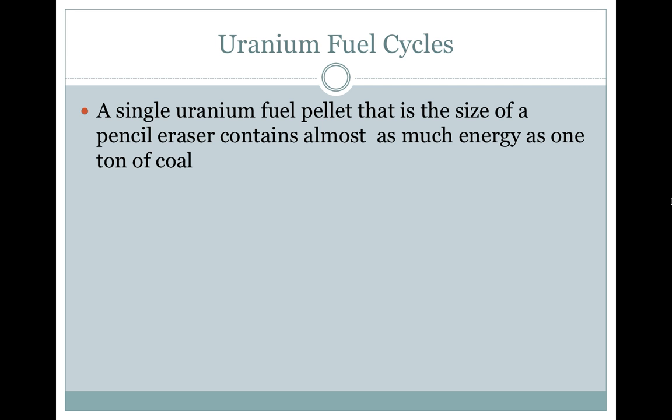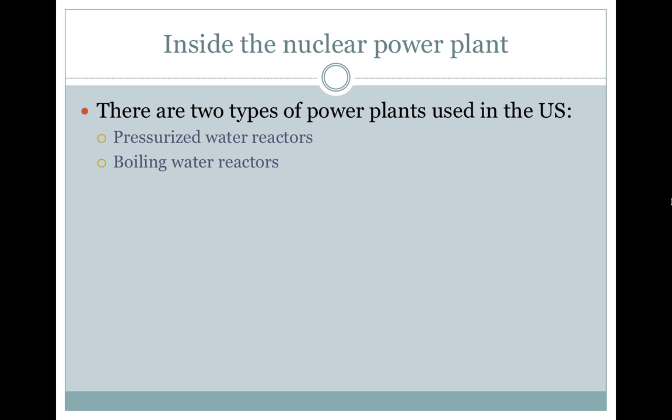Uranium fuel cycles. A single uranium fuel pellet that is the size of a pencil eraser contains almost as much energy as 1 ton of coal. Inside the nuclear power plant. There are 2 types of power plants used in the United States: pressurized water reactors and boiling water reactors.